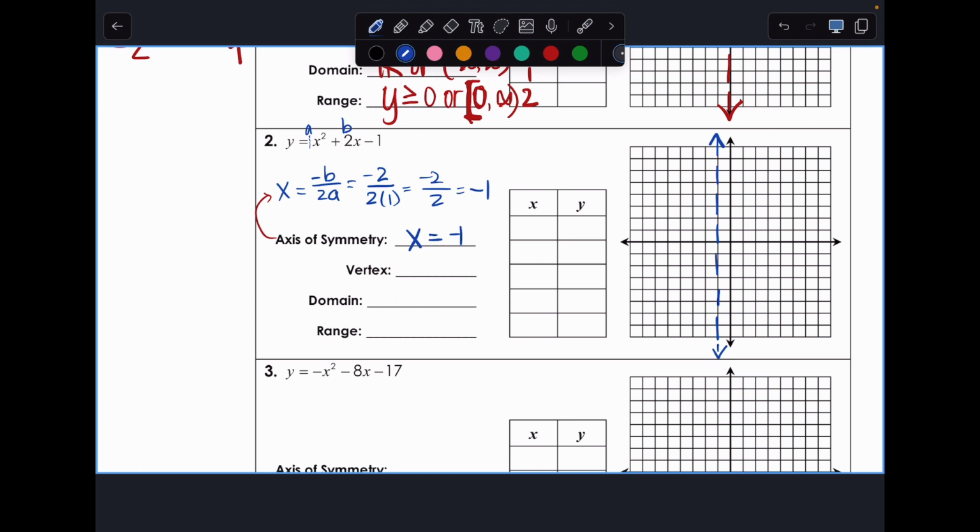So we got the vertex. The vertex is going to be plugging in negative 1 into the equation as x and then chugging it out, solve it out. Okay? In your calculator. Use your calculator accurately, please. Okay? We're going to put in negative 1 in parentheses. Square that. Add 2 times negative 1 again. And then minus 1. Remember, negative 1 is different than minus 1.